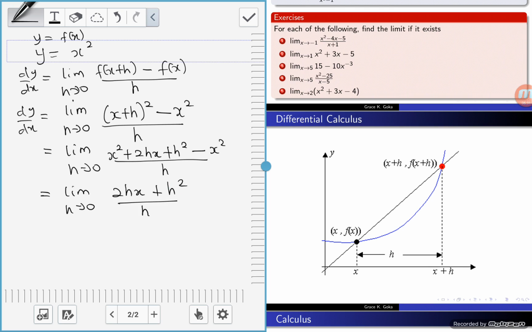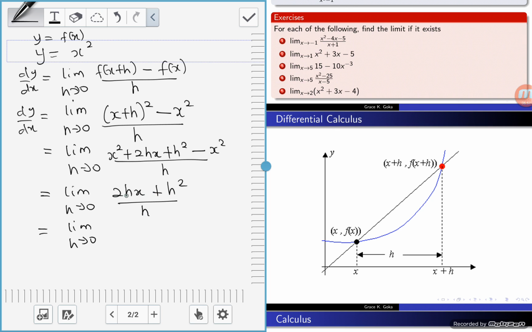Alright, now what do we see here? We see that there's a common factor among all these three terms. Alright, we have h here, h there. So what can we do? We can pull it out, or simply put, we can factorize h out of the numerator, h out of the denominator. And if you have a common factor in the numerator as well as in the denominator, you can cancel them out.